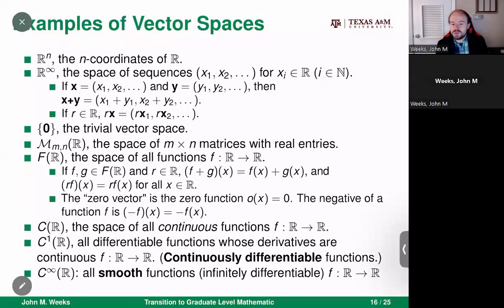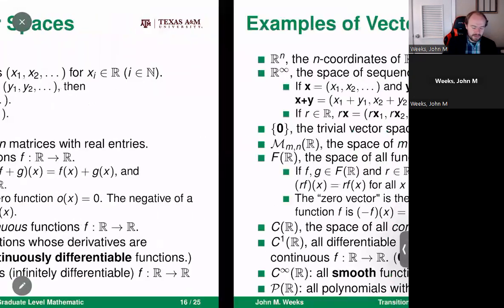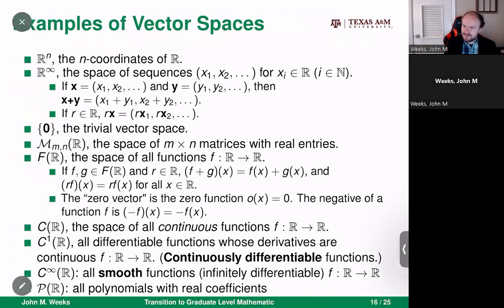We could also talk about all smooth functions, infinitely differentiable. You could just take derivatives of derivatives of derivatives. Polynomials, for example, are smooth functions. So all of those things live in there. I've been talking about polynomials a lot. The polynomials themselves with real coefficients, that's a vector space.